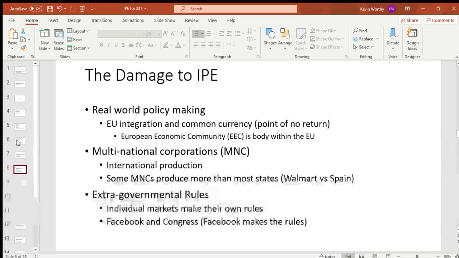So how does this damage IPE? The first is that there's almost no real-world policy making. IR scholars don't deal in economic policy, right? And so economists don't deal with people. So you just don't see this policy making.